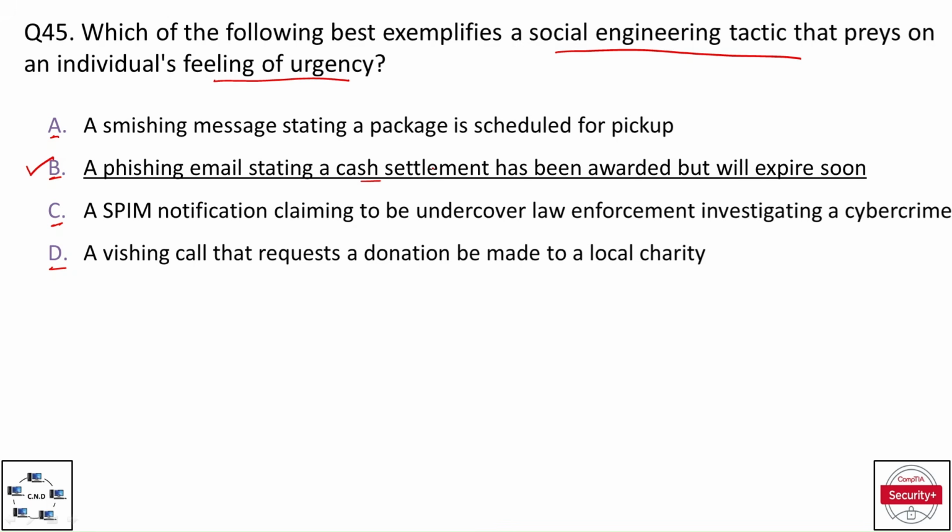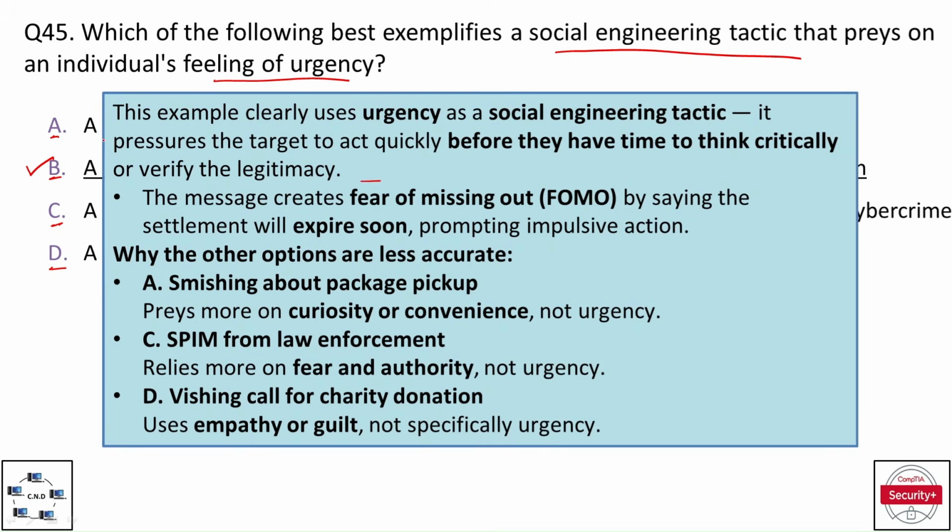So why is this the correct option? This example clearly uses urgency as a social engineering tactic. It pressures the target to act quickly before they have time to think critically or verify the legitimacy. The message creates fear of missing out, that is FOMO, by saying the settlement will expire soon, prompting impulsive action.